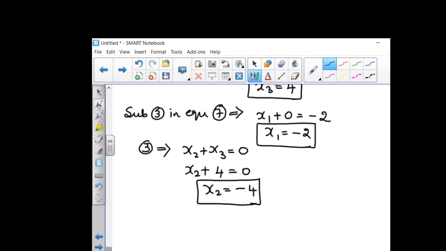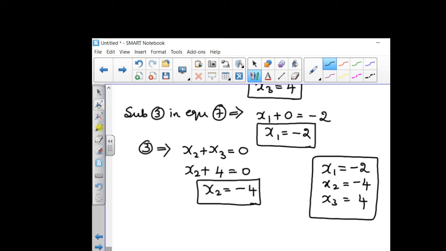Okay, so we found the x1 value, x2 value and x3 value. So what about the x1? x1 is equal to minus 2 and x2 is equal to minus 4 and x3 is equal to plus 4. Okay, these are the x values. Then next, the same method we can use to find the y values.